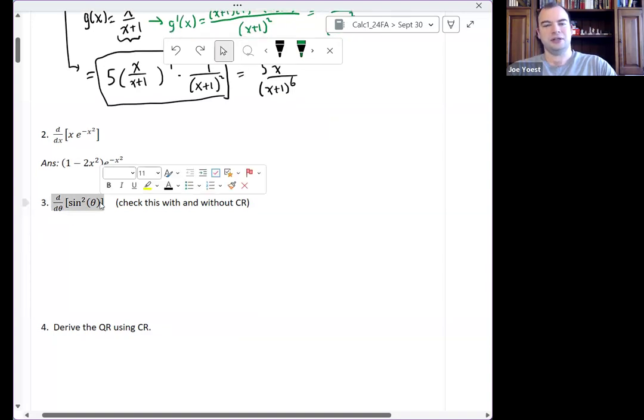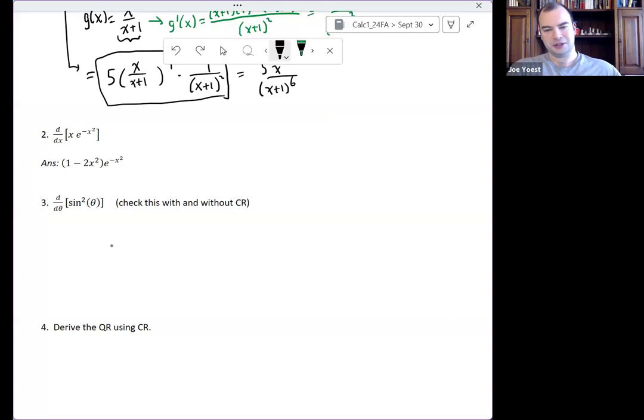All right, let's take a look at problem 3. The derivative of sine squared of theta. Now first, let's write this in a little better notation. It always kind of irks me that these trig functions get special notation. Every other function with a superscript 2 would mean apply that function twice. But the trig functions get this special notation. But anyway, this is what we have.